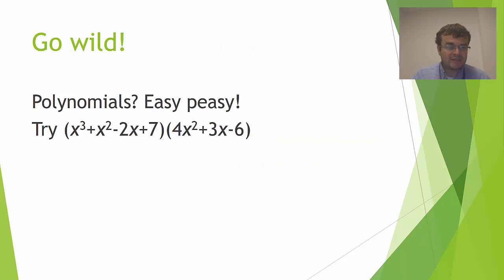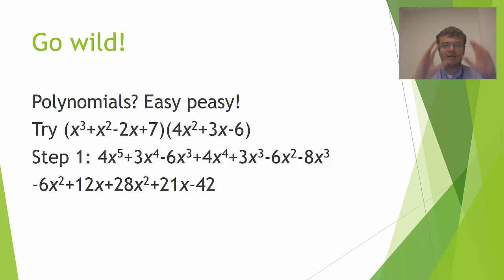So let's try something. x cubed plus x squared minus 2x plus 7 multiplied by 4x squared plus 3x minus 6. So you go x cubed times 4x squared, x cubed times 3x, x cubed times minus 6. Be careful with the signs. x squared times 4x squared, x squared times 3x, x squared times minus 6. So you do all those things and you get step 1. This is the final operation after the distributive property.